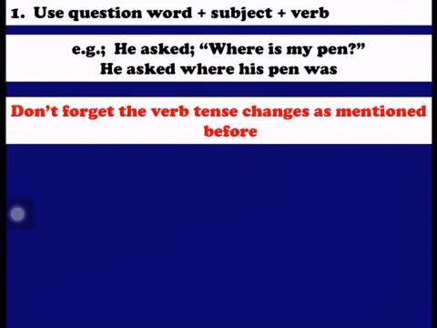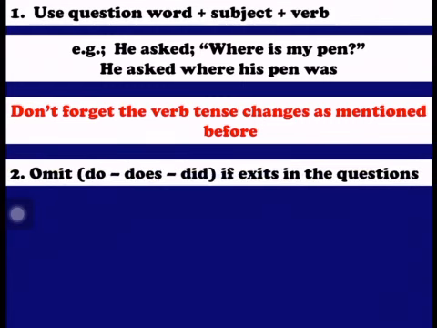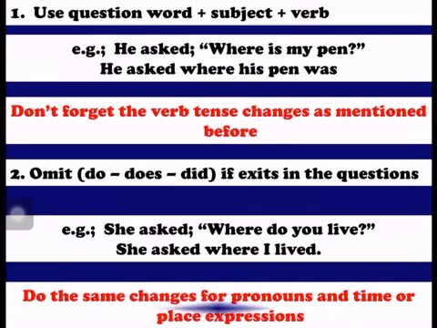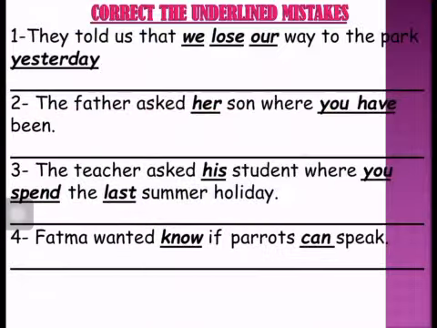Don't forget the verb tense changes as mentioned before. Omit do, does, or did if exists in the question. She asked, where do you live? So I will omit the do here. She asked where I lived. Do the same changes for pronouns and time or place expressions. Like this becomes that, yesterday, the day before, and so on.